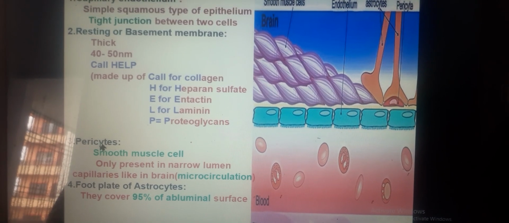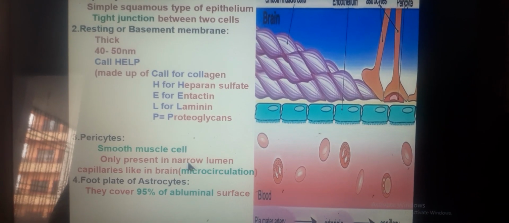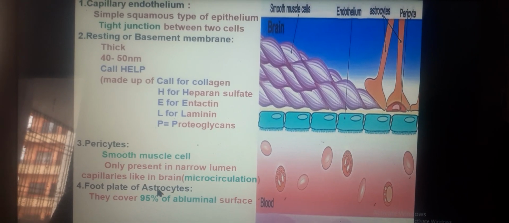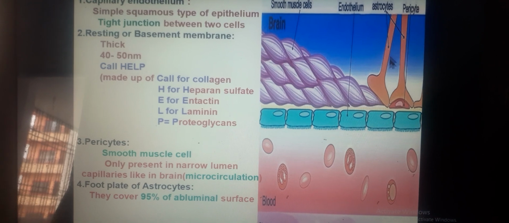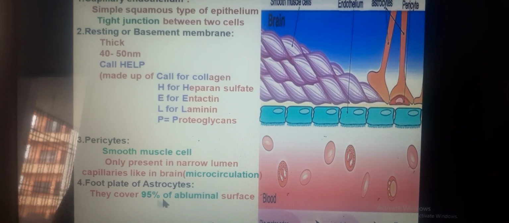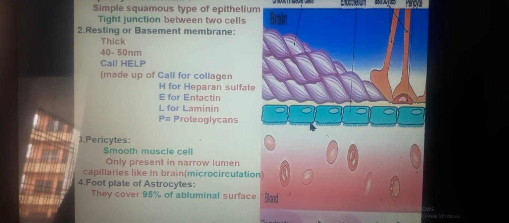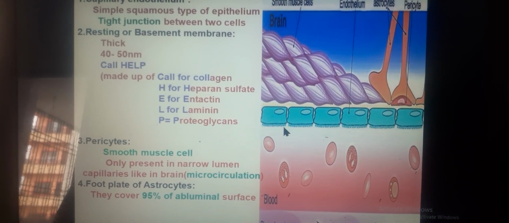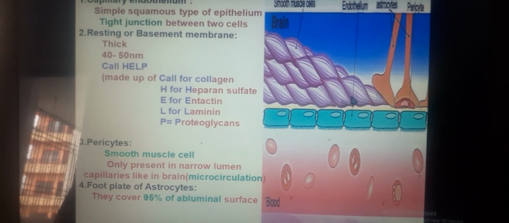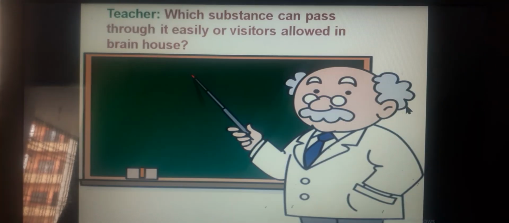Now pericytes. This is a pericyte. It is a smooth muscle cell only present in narrow lumen capillaries, like in the brain, in the microcirculation. Footplate of astrocytes: these are in dark gray. They cover 95% of the abluminal surface. The capillary has a luminal surface towards the lumen, and outside the lumen is the abluminal surface, and 95% of it is covered by the footplate of astrocytes.